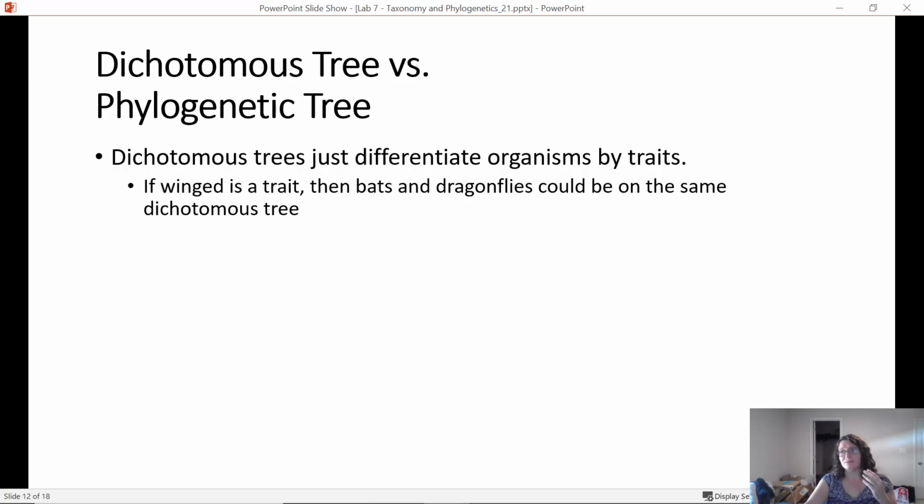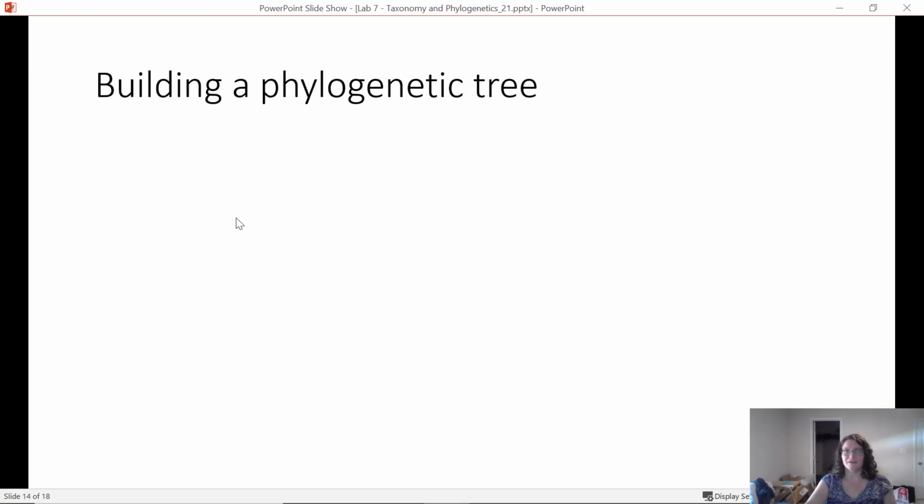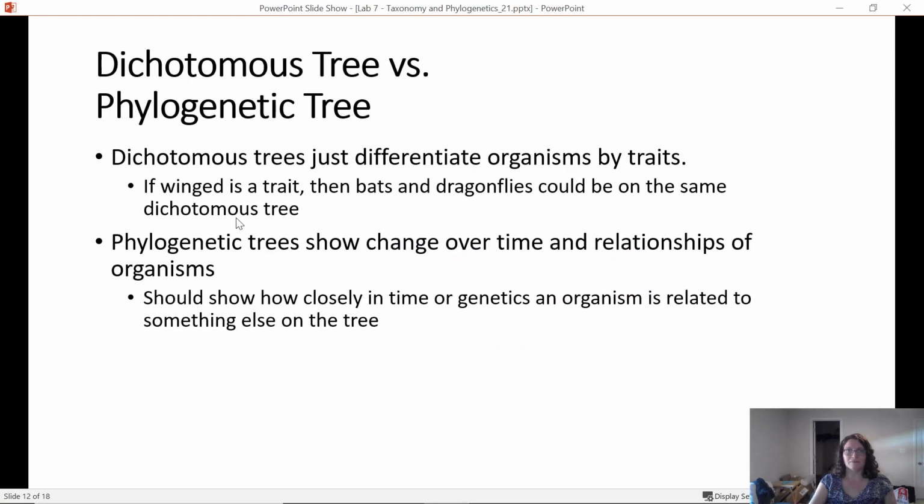Every time you put something onto a phylogenetic tree, though, it is the same. Okay, so, sorry. Phylogenetic trees show change over time in relationships with organism. The idea is that it's showing how closely in time or genetics an organism is related to something else in the tree. Okay? And in the Nova Lab, I will show you how to build that out. Okay?